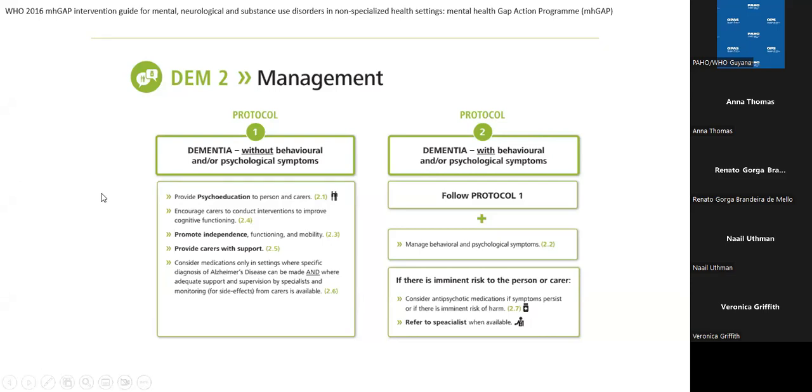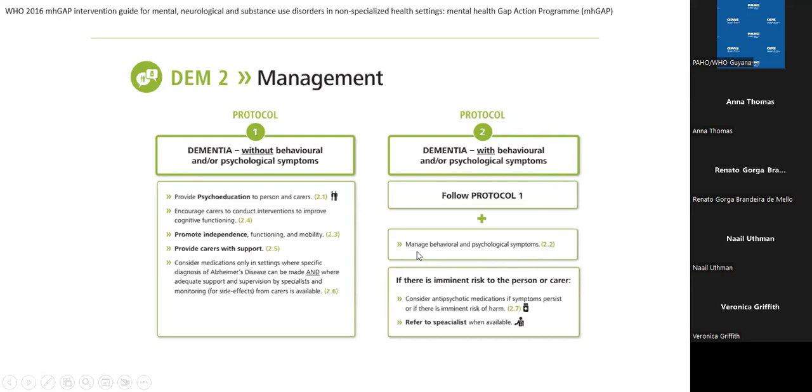So usually you can prescribe a treatment trial, but you have to monitor this patient for side effects. If any side effect occurs, deprescribing is an option. You have to think about stopping the medication. Protocol 2, dementia with behavioral and psychological symptoms. Protocol 1 plus manage behavioral and psychological symptoms.